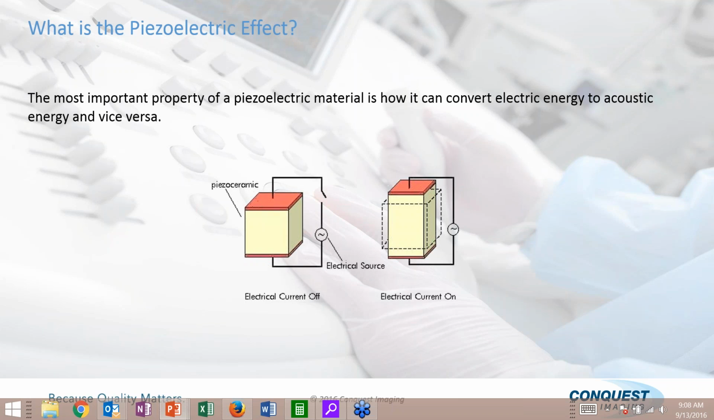So essentially what we do is we apply an electrical current to these transducers, and by applying electrical current to a transducer, it compresses that crystal. And once we compress that crystal, when we remove that electrical current, that crystal will then expand, which creates a mechanical wave.